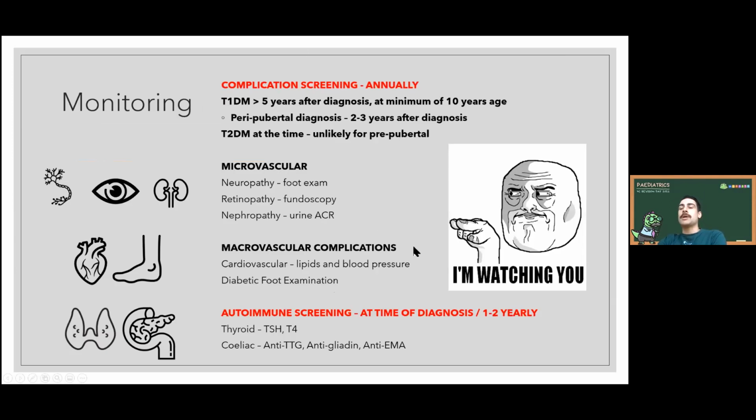So with type 1 diabetes, you've got to monitor. So usually for type 1 diabetics, you monitor 5 years after diagnosis at a minimum of 10 years. So if you're diagnosed at 2 years, you wouldn't start monitoring at 7 years, you would start monitoring at 10 years. And then type 2 diabetics are usually at the time of diagnosis, but usually you don't see them pre-pubertal anyway. And you're monitoring for microvascular or macrovascular complications and your autoimmune screening. So that will be done 1 to 2 yearly for thyroid and celiac.